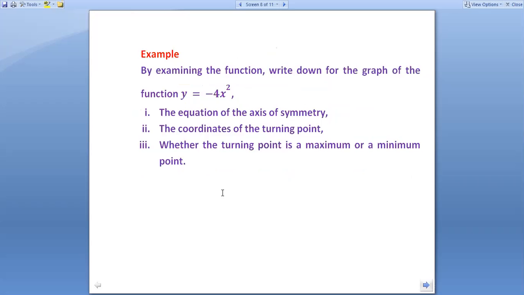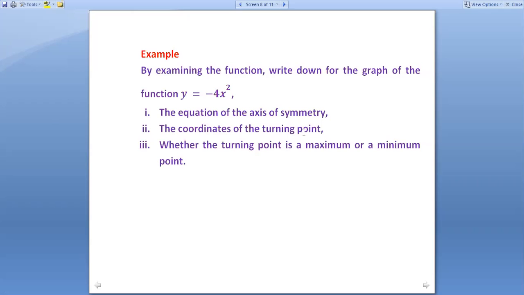Okay. Now look at this example. By examining the function, write down for the graph of the function y equals negative 4x squared the equation of the axis of symmetry. You don't have to draw the graph, you just have to examine the function and write down the answer. So we learned in the graph of the functions of the form y equals ax squared, where a is a negative value, the equation of the axis of symmetry is x equals 0. Here the value of a is negative 4. Therefore, the answer for the first one is the equation of the axis of symmetry is x equals 0.